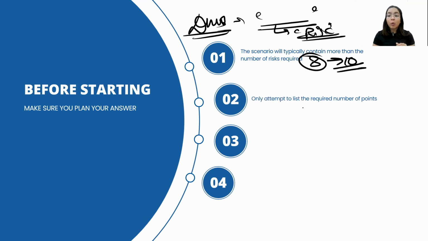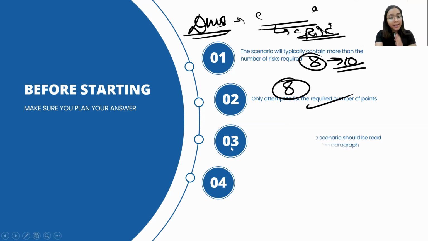Now, only attempt the list of requirements that has been asked. If it asks you for 8 risks, make sure that you are attempting only 8. Otherwise, you will waste a lot of time in audit. You will just keep on writing the answer and you will run out of time.